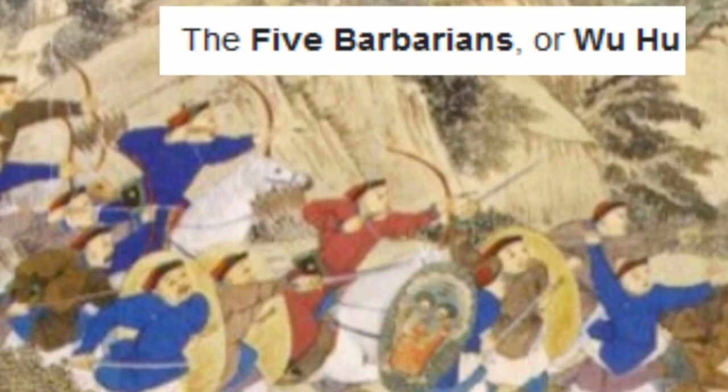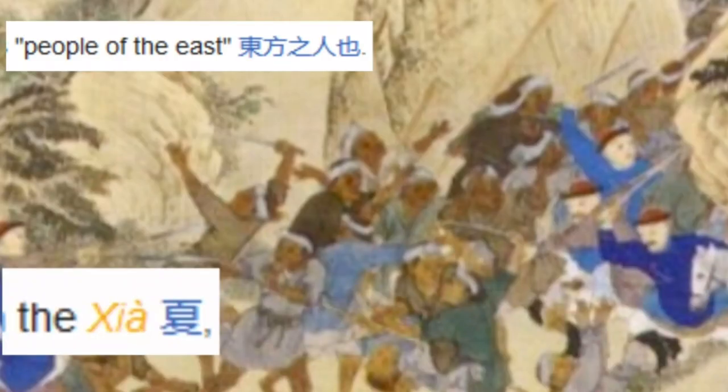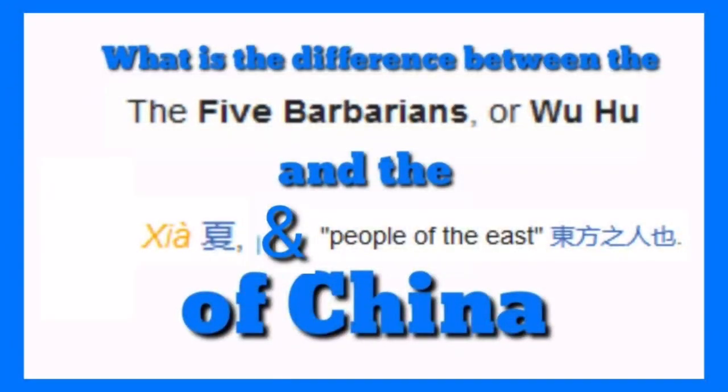Here we have a closer look at the people who were called the five barbarians in Chinese history, or Wu Hu. And a closer look at the group that was known as People of the East, or the Shah people. So let's take a little look into Chinese history, so we can find out what is the difference between the five barbarians, or Wu Hu, and the Sha, also known as the people of the east of China.